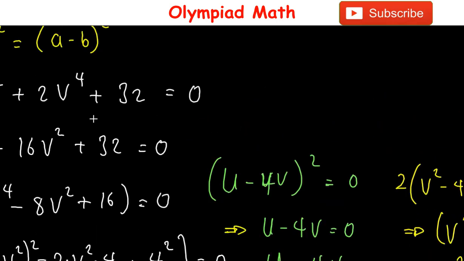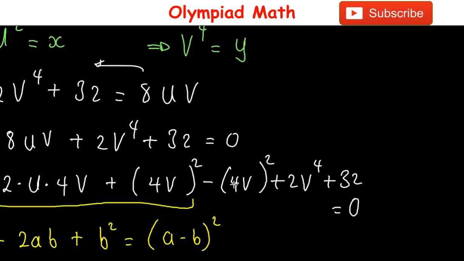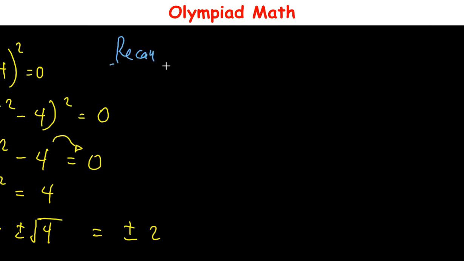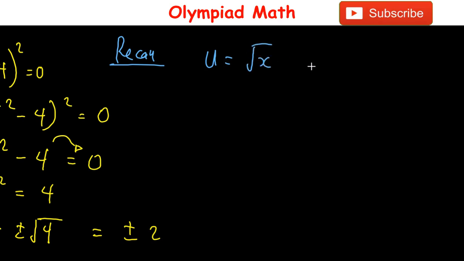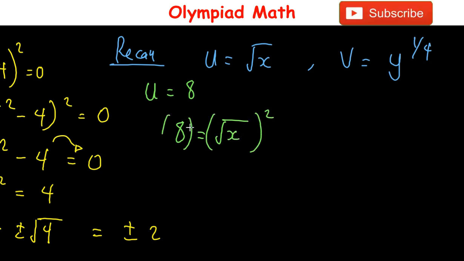But then recall that initially we said let u equal the square root of x and v equals y raised to power 1 over 4. So writing this down, u is equal to the square root of x and v is equal to y raised to power 1 over 4. Meanwhile, we got the value of u to equal 8. From here, input the value of u as 8 into this given equation. This becomes 8 is equal to the square root of x. Then square both sides of the equation. The square cancels the square root. x is equal to 8 squared, which is 64.